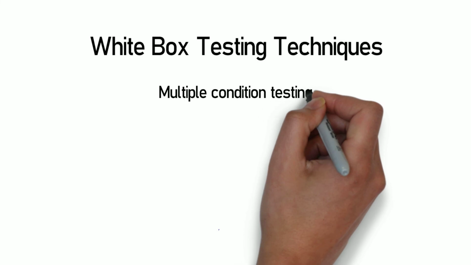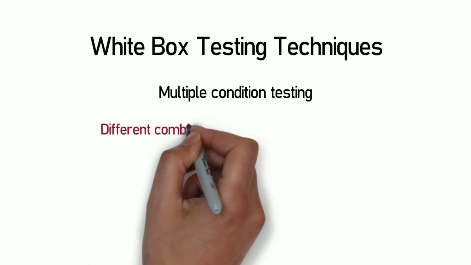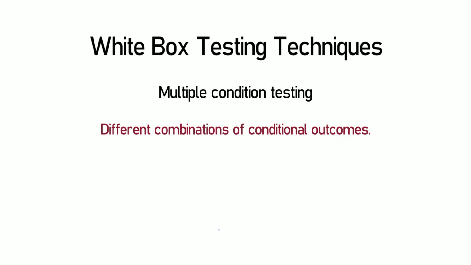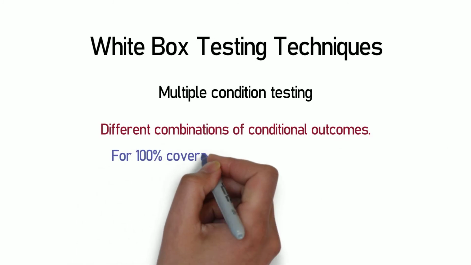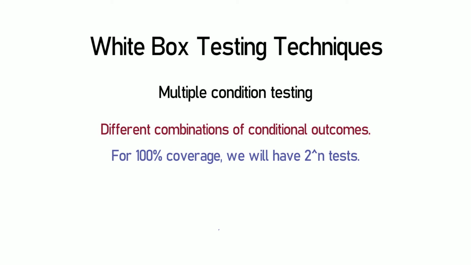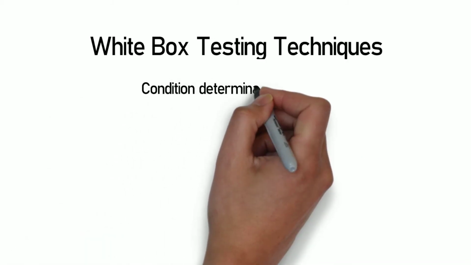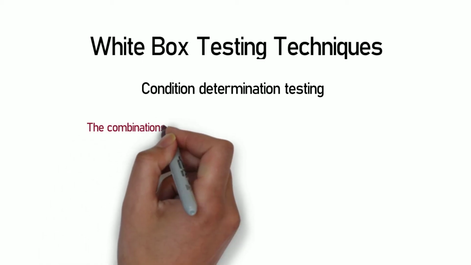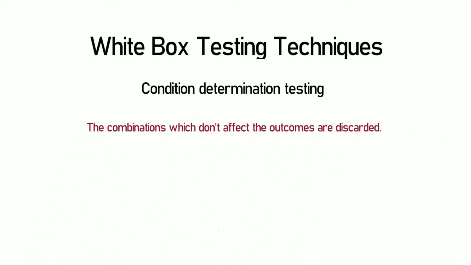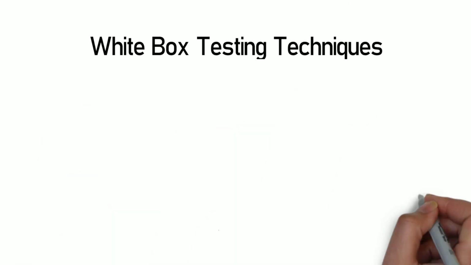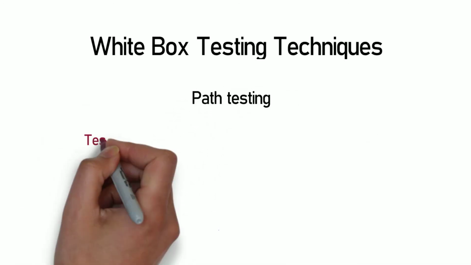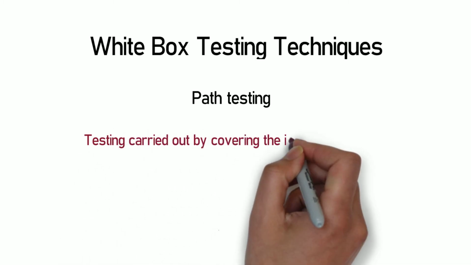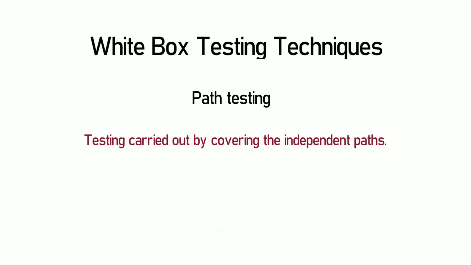Multiple condition testing. Multiple condition testing includes testing the different combinations of conditional outcomes. Hence, for 100% coverage, we will have 2 raised to power n tests. This is very exhaustive and very difficult to achieve 100% coverage in case of multiple condition testing. Condition determination testing. Condition determination testing is an optimized way of multiple condition testing in which the combinations which don't affect the outcomes are discarded. Path testing. Path testing involves testing carried out by covering the independent paths, which are nothing but executable statements from entry to the exit points.